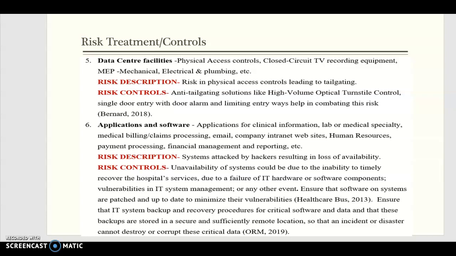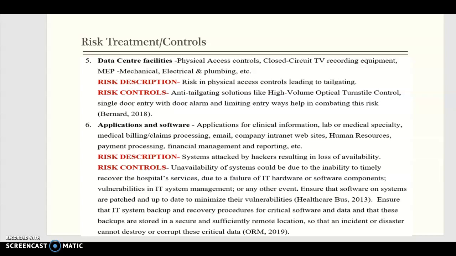Data center facilities, regarding the risk of tailgating, we need to implement a high volume optical turnstile controlled single door entry with door alarm, and limiting entryways help in combating this risk.